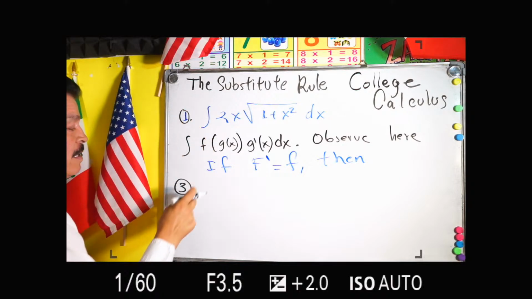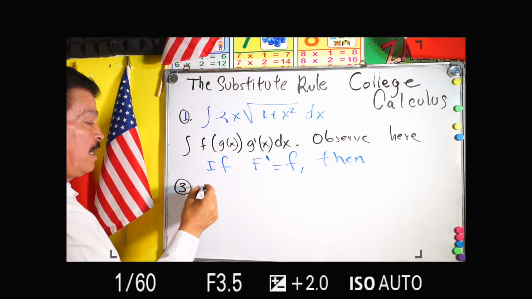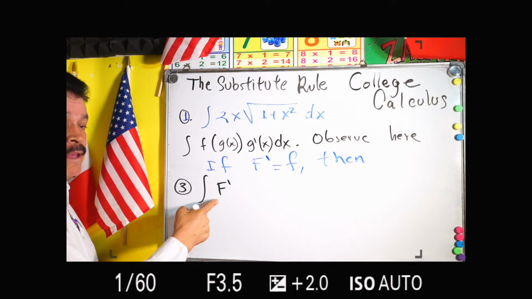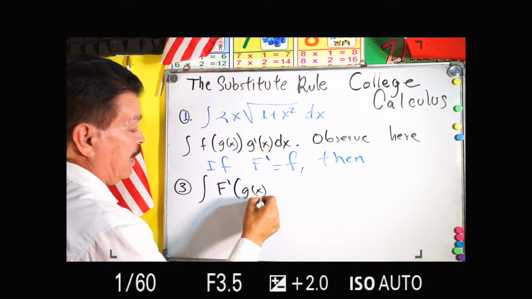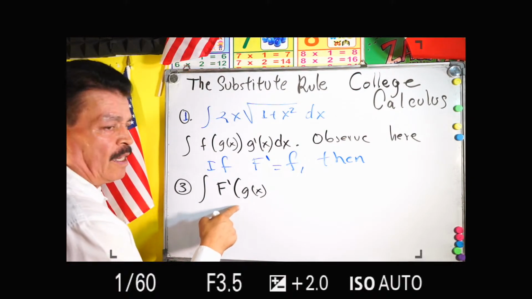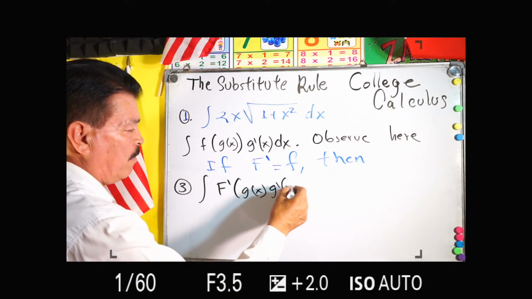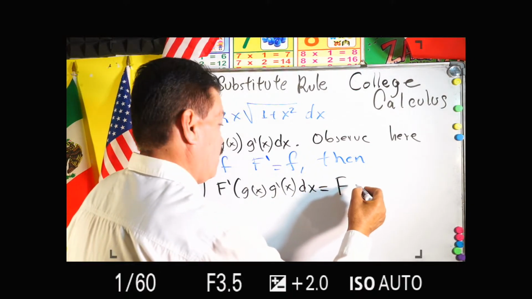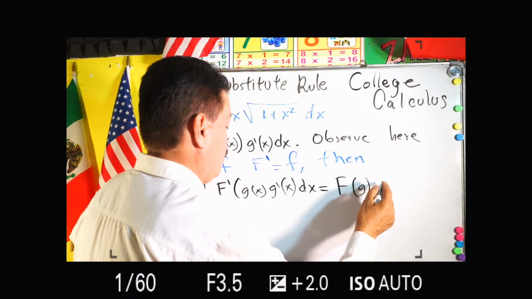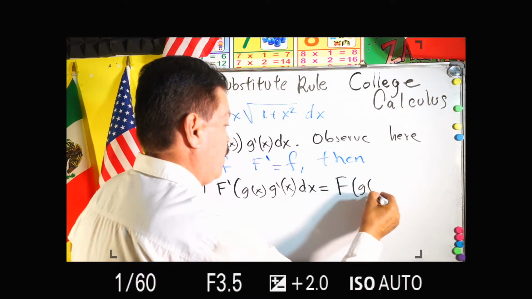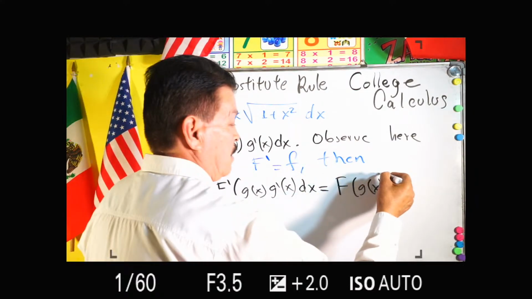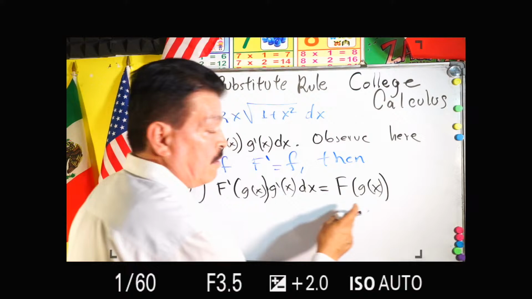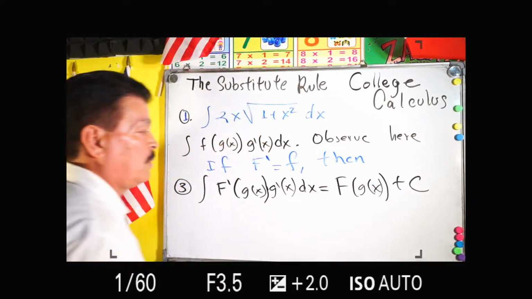Number 3, this is 1, I will not erase number 1. Then we will have the integral of f, capital letter, prime of g of x, times g prime of x, dx, equals F of g of x, plus c. Here I was missing a sign, right? Plus c.